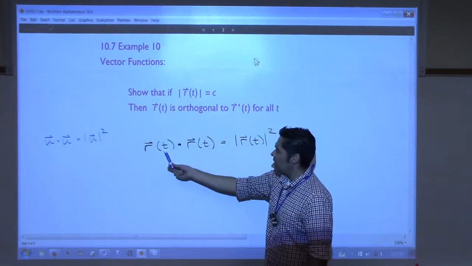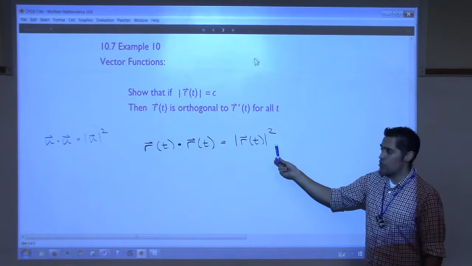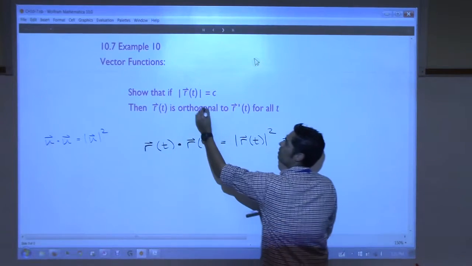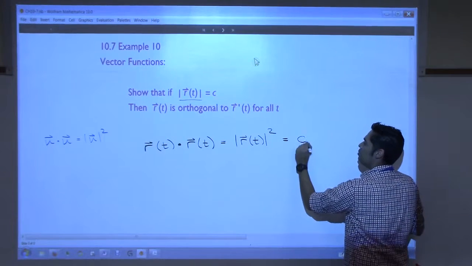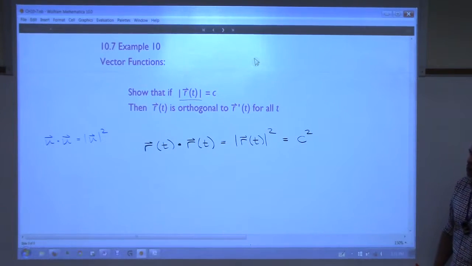So anytime you dot a vector with itself, you get the magnitude of the vector squared. So if I take this vector function, I dot it with itself, won't I get the magnitude of the vector function squared? Which for us would be what? What are we assuming is true? The magnitude of this vector function is c. So this is c squared. Agreed?